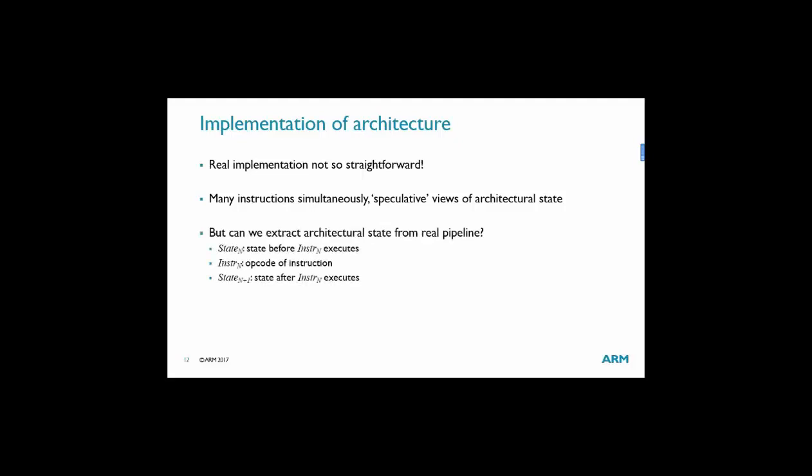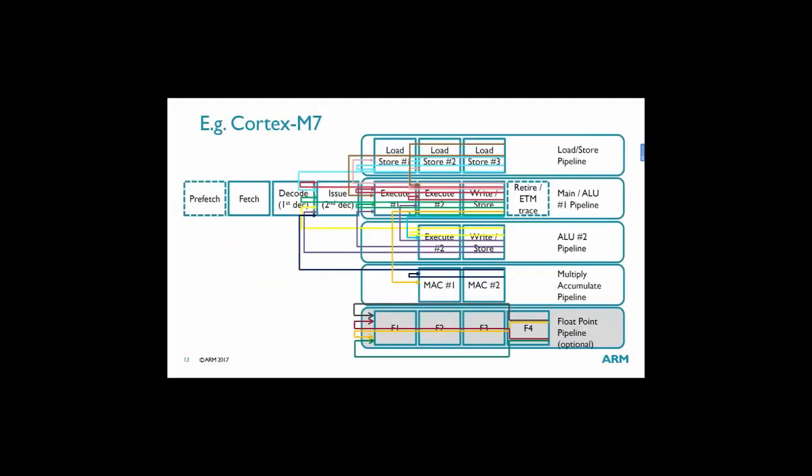So the question that we need to ask before we can do any kind of architectural formal verification is whether we can actually extract the architectural state from a real pipeline. Now remember, let's use these definitions of state n being the state before an instruction n executes, instruction n being the opcode, and then state n+1 being the next state. So let's take the Cortex M7 core as an example. Here's the pipeline again. So what would we require for the architectural view of this core?